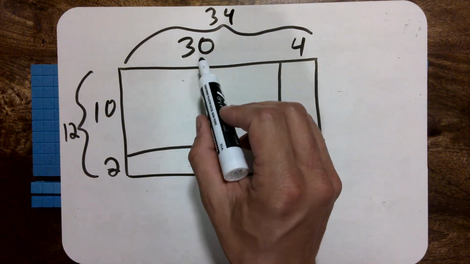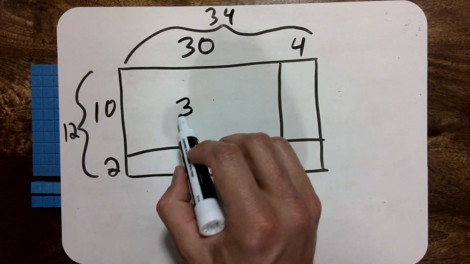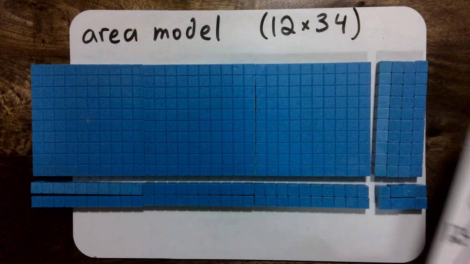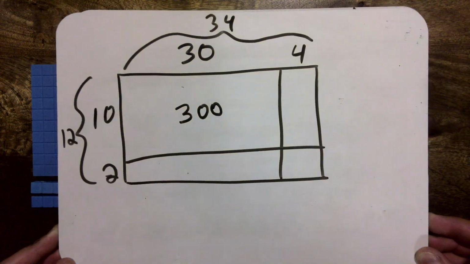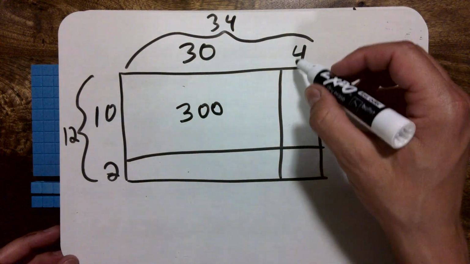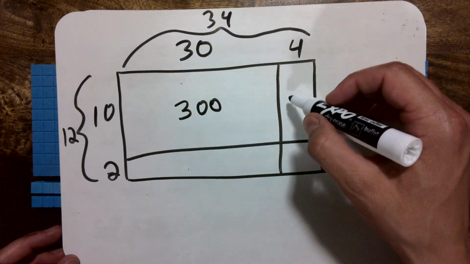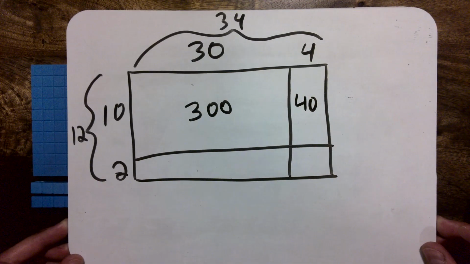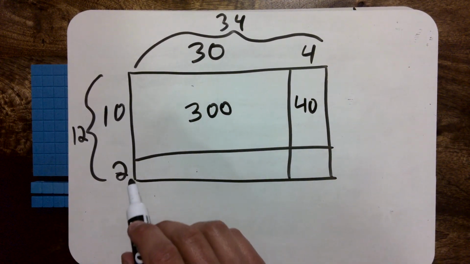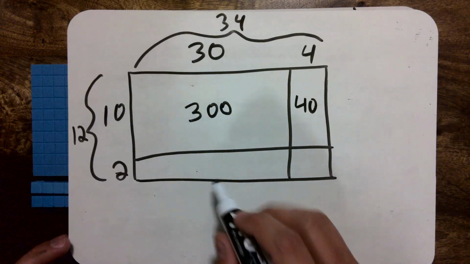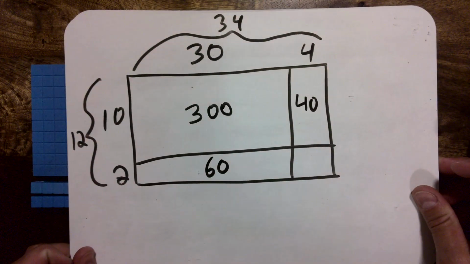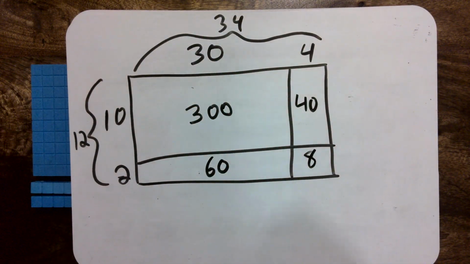So again, this 30 times 10, there'd be 300s in there, just like there was in the concrete model. Over here, we have 10 rows of 4, so we'd have 40 or 4 10s, just like on the concrete model. Here again, we have 2 rows of 30, so there's a total of 60 or 6 10s. And you can see we have 2 and 2 and 2. And then in the bottom right hand corner, we'll just have 8.